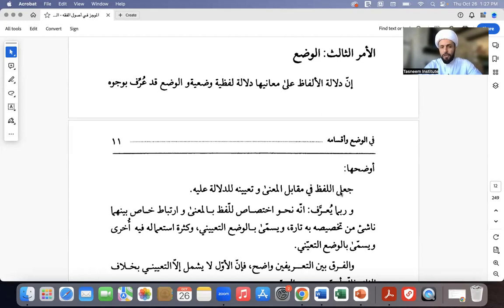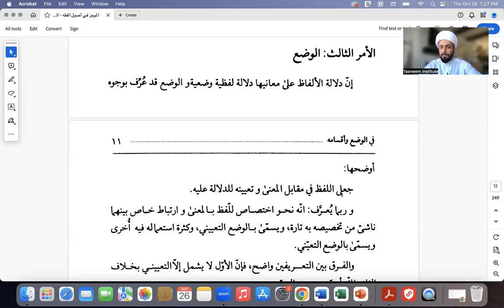In our first session, we began with the introduction, and there are many sections within the introduction of this book. The first section was the definition of usul al-fiqh. Before we delve into this discipline, it's important for us to understand what exactly we are investigating when we delve into this science. What is the definition of fiqh? What is the definition of usul? So we spoke about that in detail.